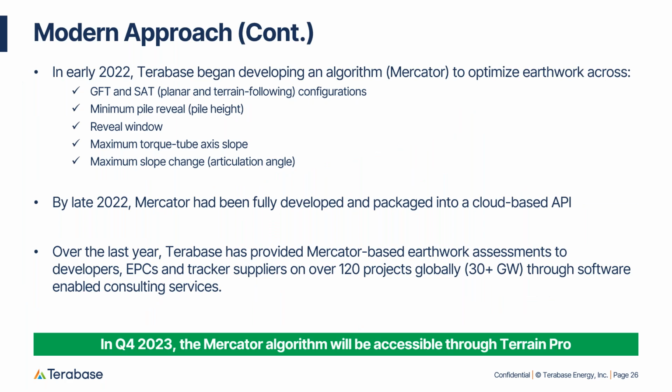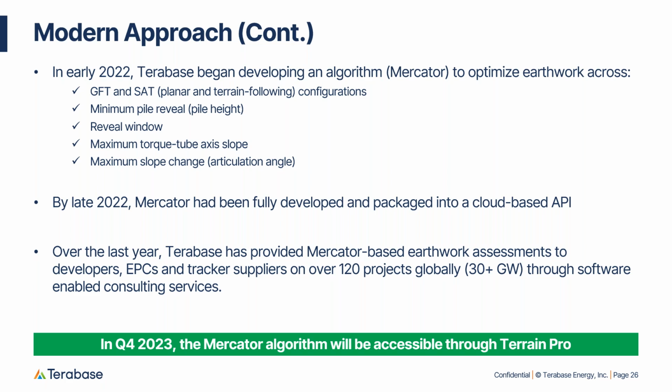But specific to earthwork, Terrabase has been on a journey over the past year and a half to create software that can effectively close this loop. In early 2022, Terrabase began developing an algorithm. We called it Mercator internally, to optimize earthwork across different racking configurations and the variables that Dylan was discussing earlier in the presentation. By late 2022, Mercator had been fully developed and packaged into a cloud-based API.